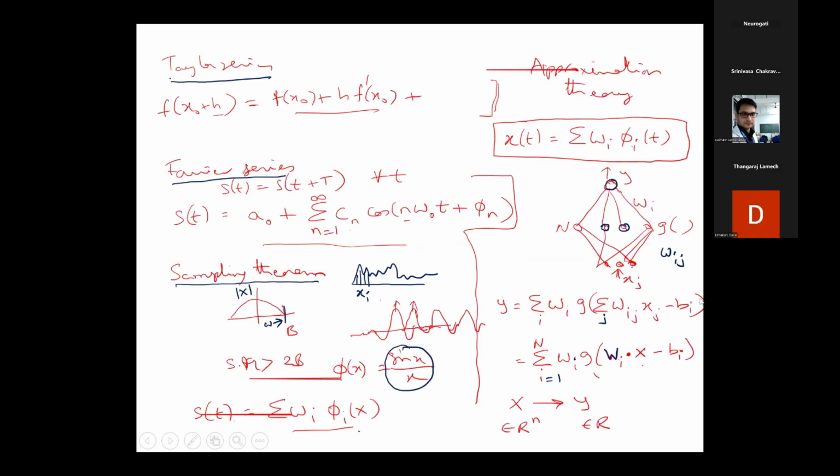So the theorem says I need that term. Without that, the theorem is not valid. So that is a mathematical justification for the bias. Thank you, sir.